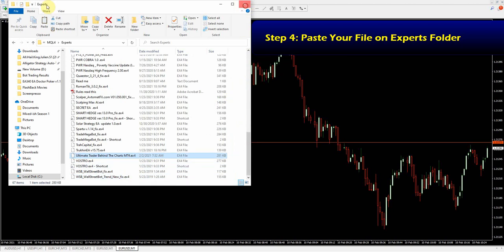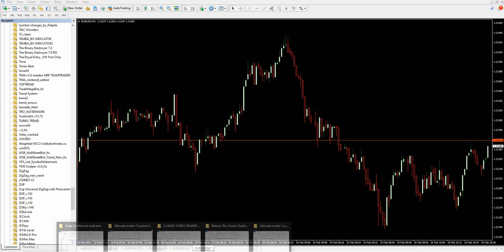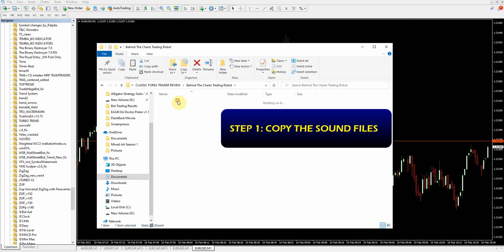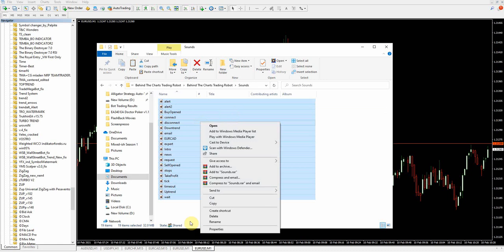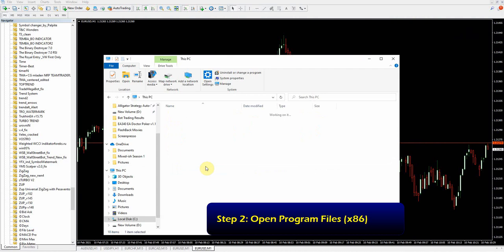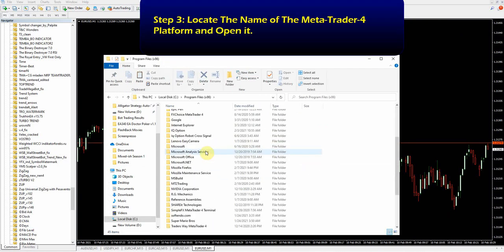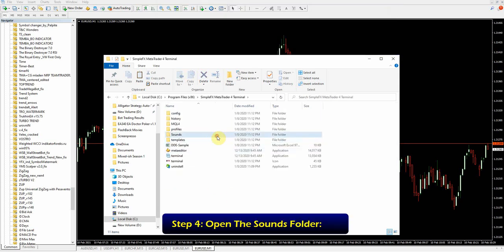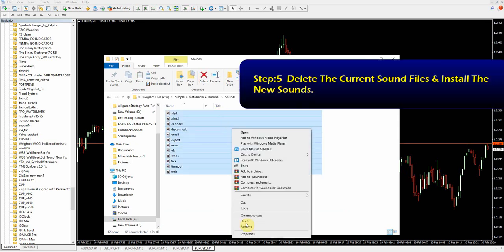Copy and paste the file into your MetaTrader 4 Experts folder. Although not very necessary, you can add the sounds. Follow these steps. Copy the sound files. On your PC, go to Program Files and locate the name of the MetaTrader 4 platform that you are using. Locate and open the Sounds folder. Delete the old sound files and install the new sound files provided.